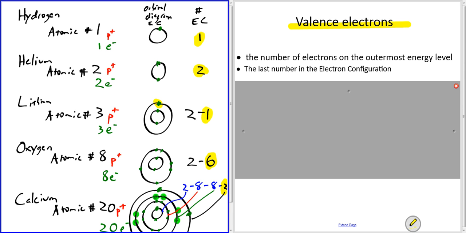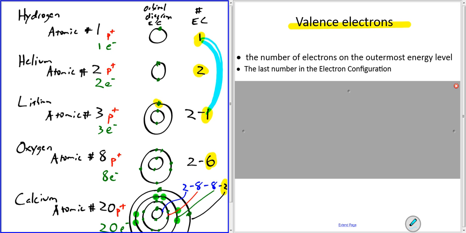To give you a little bit of preview for the periodic table, the next topic that we'll be covering, notice hydrogen is above lithium on the periodic table, and notice they have a different number of electrons total, but they have the same number of valence electrons. That's important. But the number of valence electrons is the last number on the energy level.